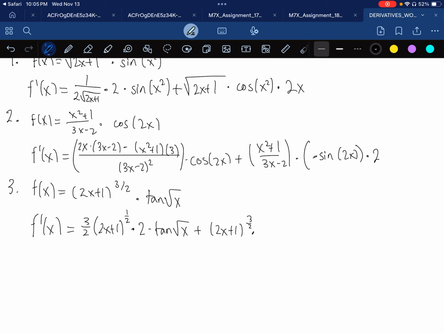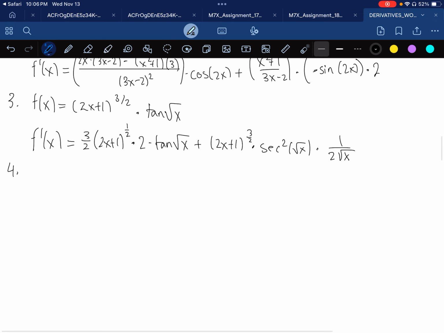times the derivative of the second function, which becomes, well, the derivative of tangent is secant squared of the square root of x, but the derivative of the square root of x, which is the inside, is 1 over 2 root x. It's one of those things that I recommend to memorize. The derivative of the square root of x is 1 over 2 times the square root of x. But, I mean, you could always just use the power rule. And I believe we're done there.